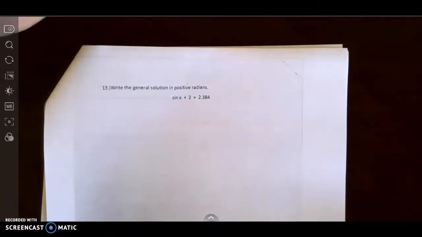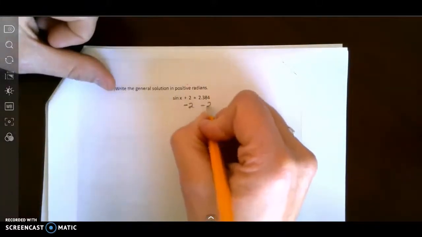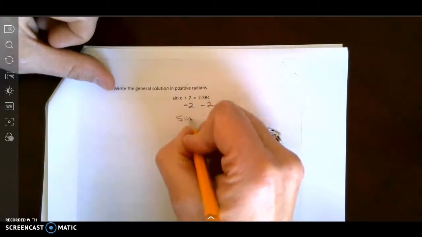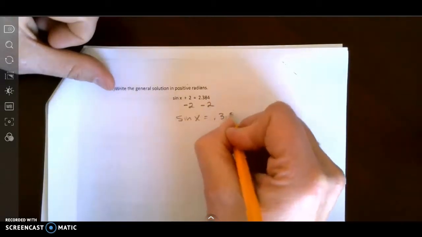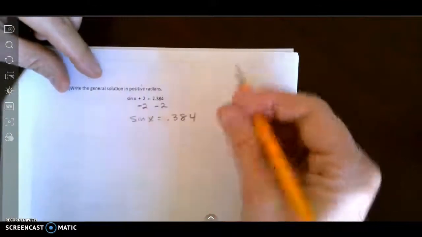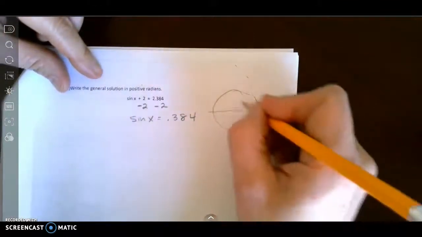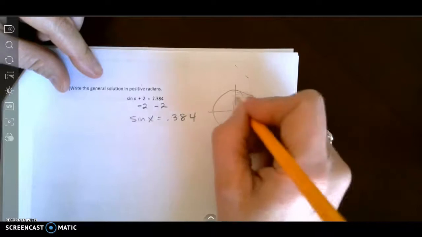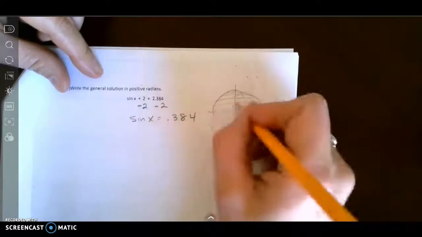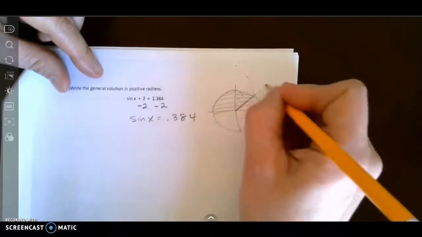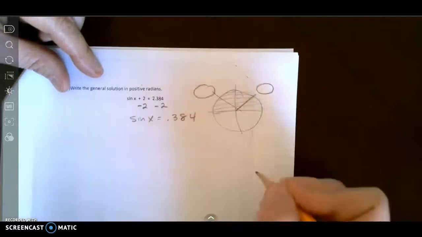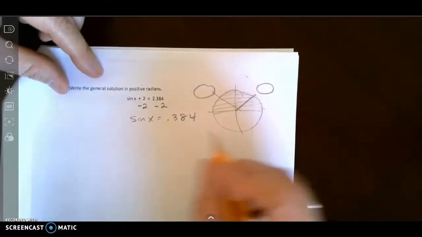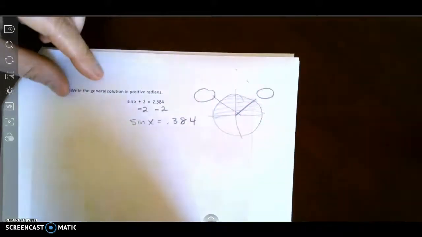Let's solve this in positive radians. So I need to solve this equation, subtract 2 from each side. So that means sine of x equals 0.384. Now since sine is positive, I'm going to want an answer here, and I'm going to want an answer here. So I'm going to want both of these answers, because sine is positive in these two quadrants.